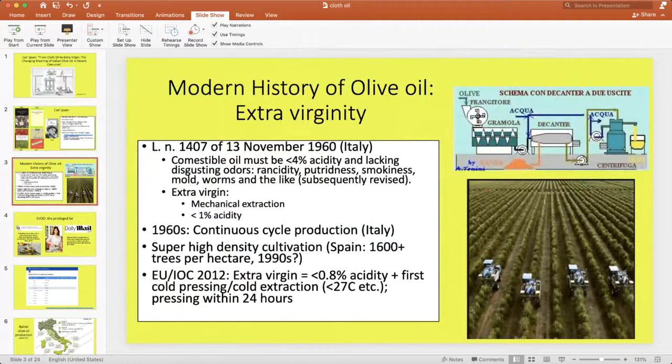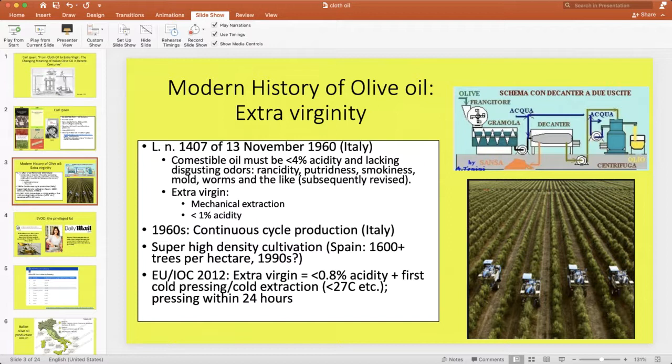what I might call the modern history of olive oil. Not modern in the sense used by European historians, when the modern period starts in the 15th century, but something a little more intuitive. And I see a major change in olive oil history starting in about 1960, in particular because that was the year that Italy passed the first extra virgin law.